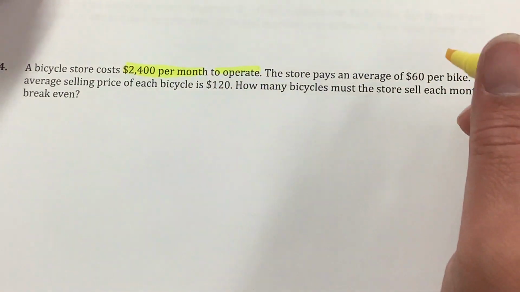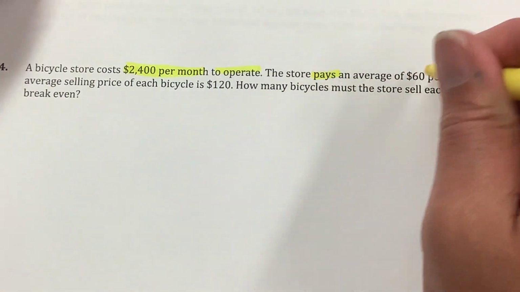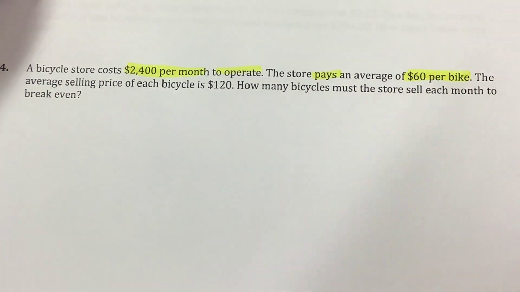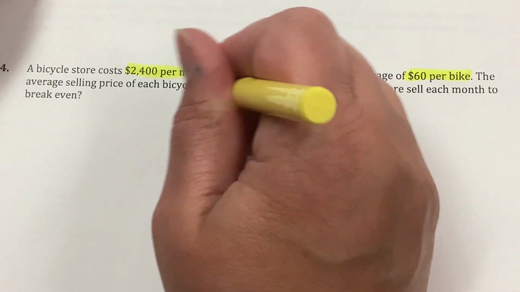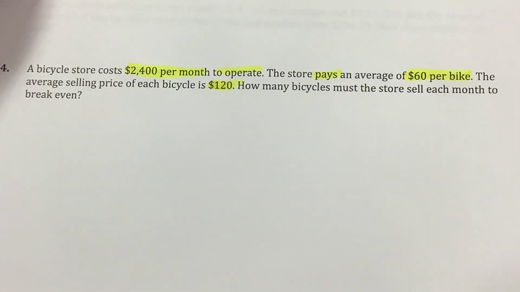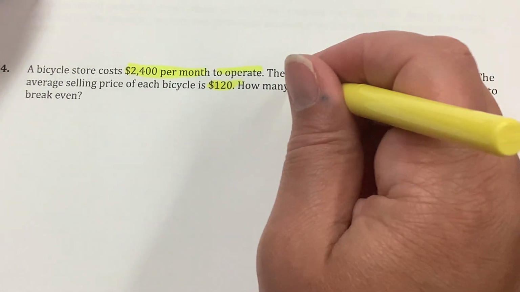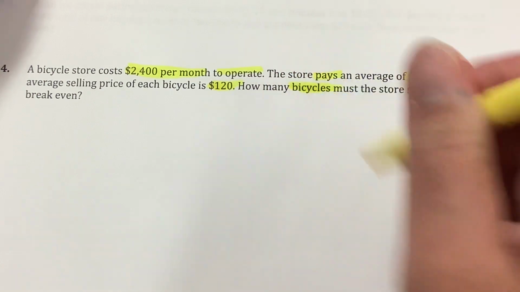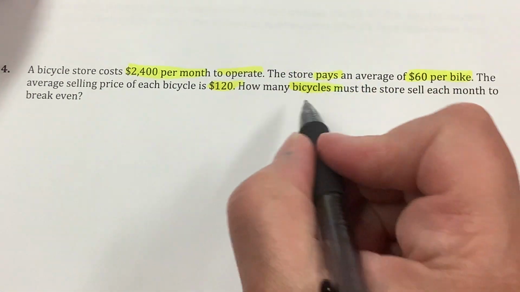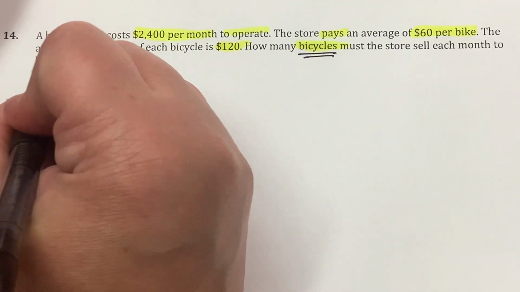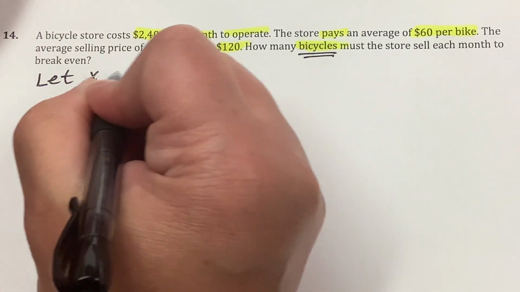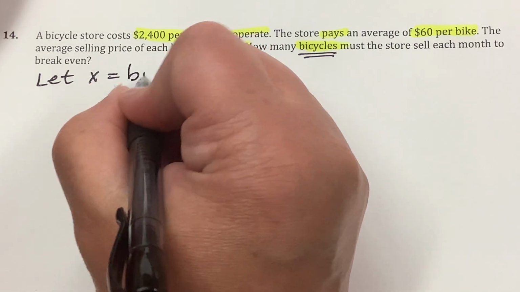That's how much it costs. And they pay $60 per bike on top of that. And they sell them for $120 per bike. How many bicycles must be sold? Bicycles is the key word there. That's my let statement. I'm going to start with let x equal bicycles.